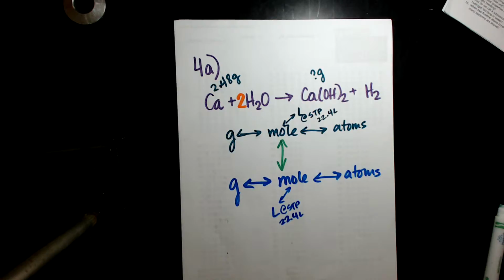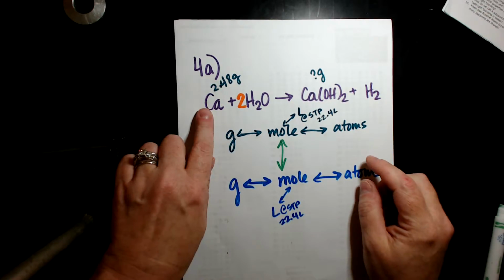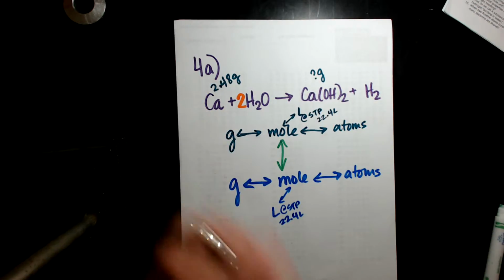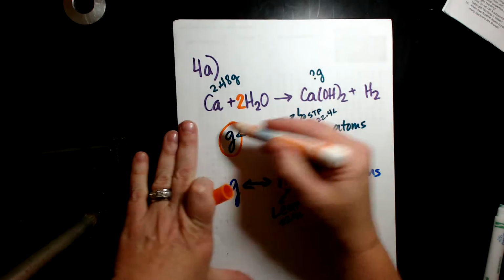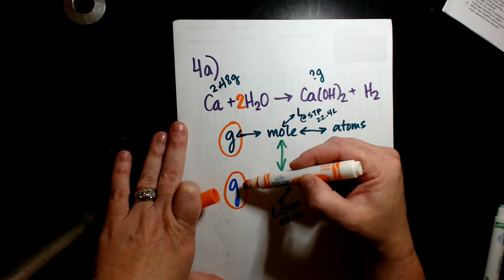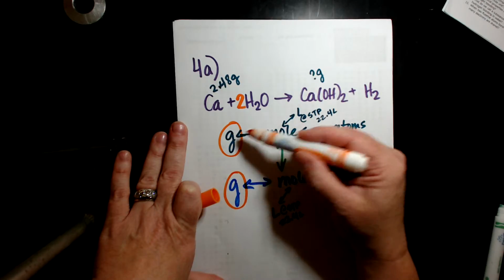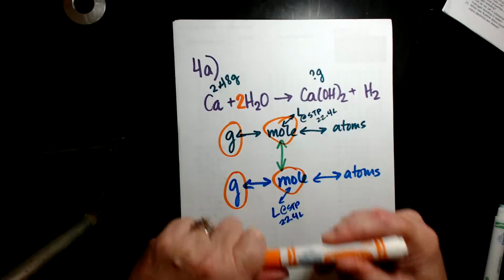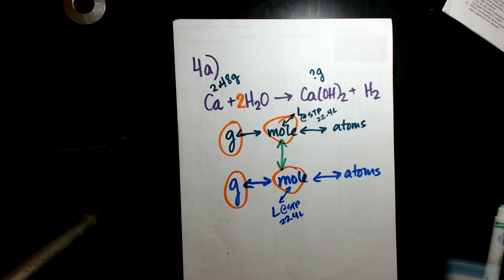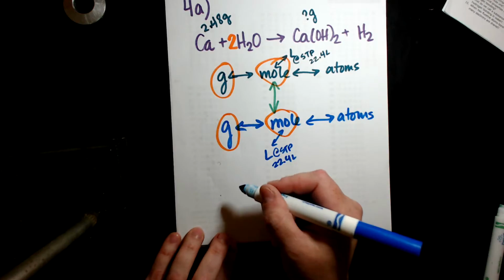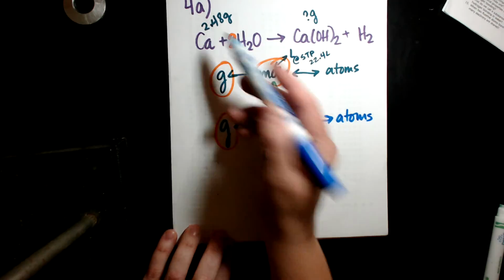All right, so on this one, we're going from grams of one compound to grams of another. So how are we going to do that? Well, we're going to start here, grams of one, and we have to go to grams of another. But what's the only way that we can get from here to there? We can't go directly. We've got to go from grams to moles to grams. So let's do it.